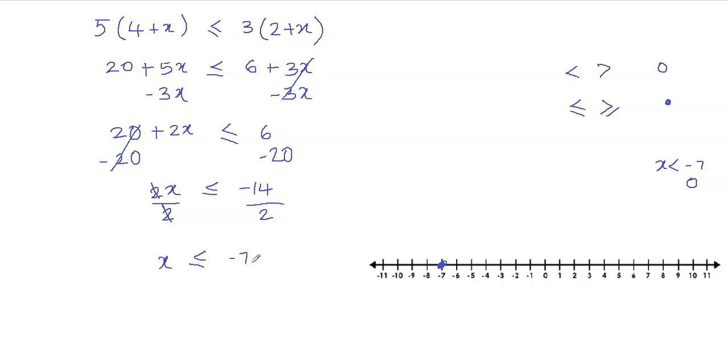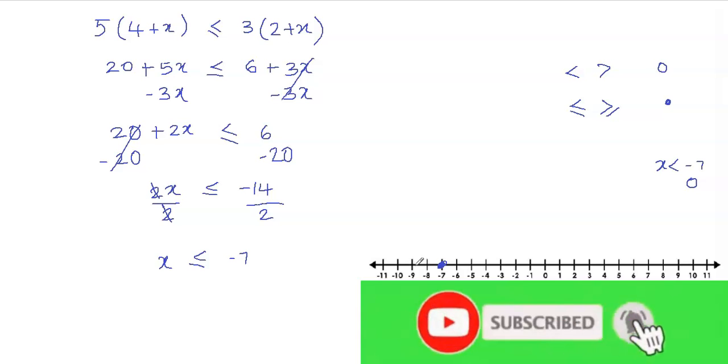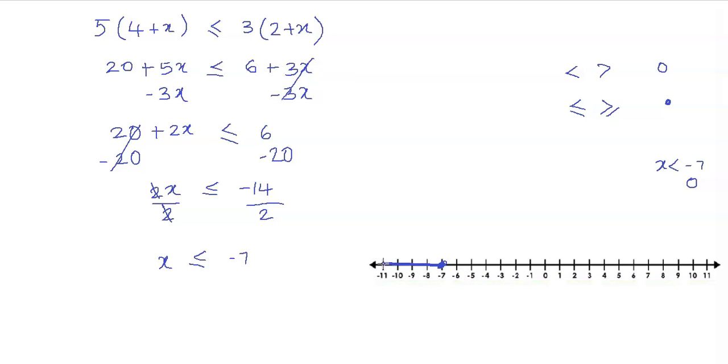Now, x is less than or equal to negative 7. All the values to the left of negative 7 are smaller than negative 7, right? So that means I have to shade the left-hand side of the number line. So I'm going to shade the left-hand side of my number line. The solution set on my number line indicates that any value which is less than negative 7 or equal to negative 7 is a part of my solution.